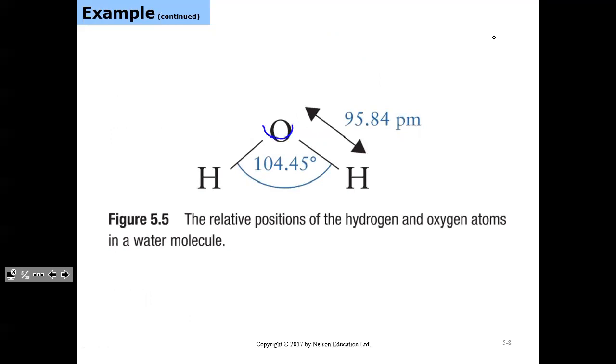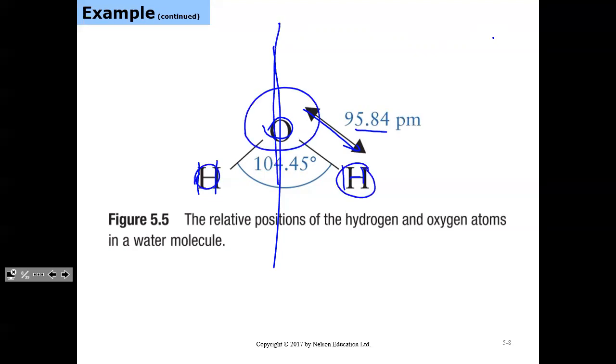So this is the oxygen atom and these are the hydrogen atoms. We know it is symmetric about the oxygen atom. There is no reason why it shouldn't be symmetric, right? Because there is hydrogen on both sides. And from the chemistry of the water molecule, we know the angle between the two hydrogen atoms is 104.45 degrees. We also know the bond length is 95.84 picometers. Now, this is the hydrogen, this is the oxygen.